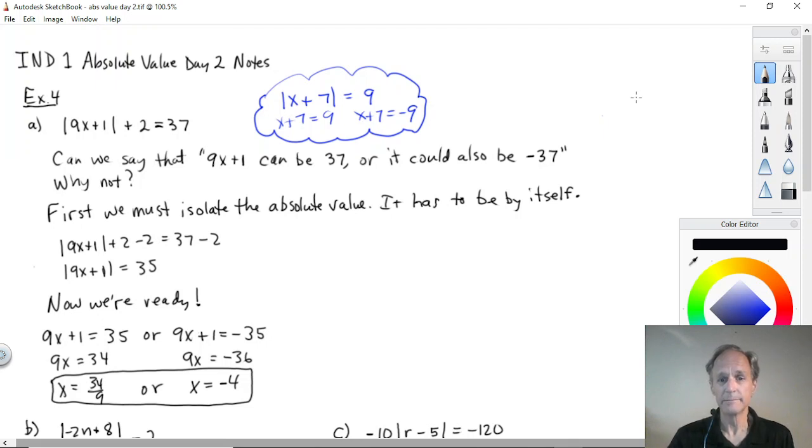Okay, so that's all for those. There are more complicated absolute values than those, but we're not going to do those right now. This is as complicated as we're going to get for right now.